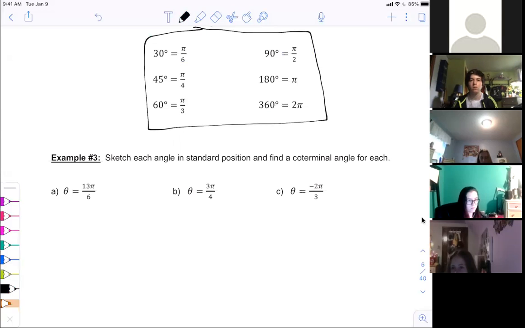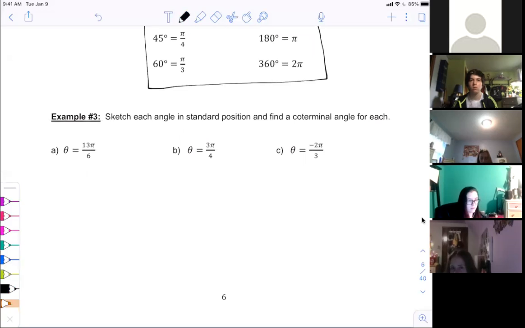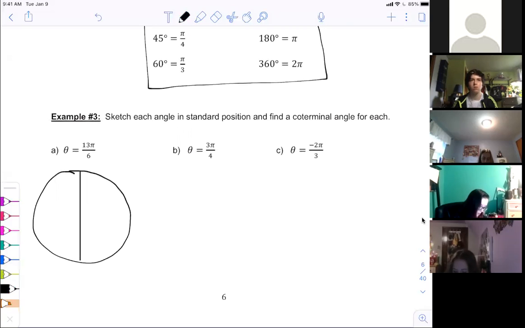So it says sketch each angle in standard position and find the coterminal angle. So the first thing we're going to do is draw a circle. And in that circle, I want you to draw an X, Y axis. The reason we have to draw that is because every angle starts at the origin and the initial side is on the positive x-axis. So in standard position, I need to have an angle drawn in a specific way.